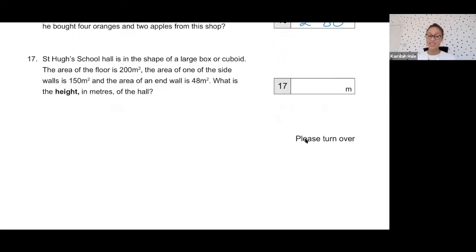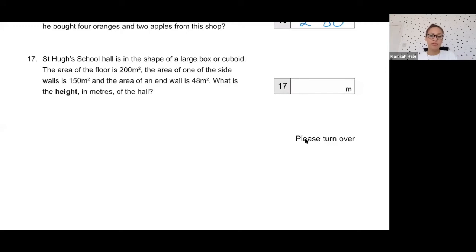Okay, now 17. I don't say this often, but trial and error is actually going to be probably the easiest way of working this out. I would also recommend drawing a little diagram if you think it would help you. That's what I did, just to get all the information straight in my mind. So St. Hugh's School Hall is in the shape of a large box or cuboid.